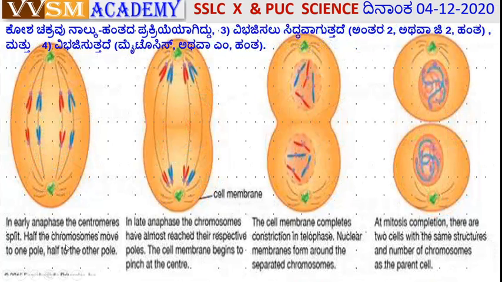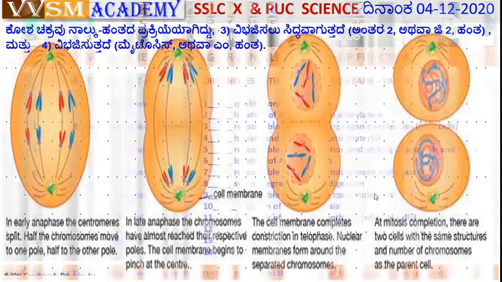Now you see here in early anaphase, the centrosome splits and moves towards the edges of the cell, and the cell membrane completes constriction in the telophase. Nuclear membranes form around the separated chromosomes. The chromosomes are separated, and thereby the cell breaks into two daughter cells. At mitosis completion, there are two cells with the same structures and number of chromosomes as the parent cell. So therefore, this is very important.